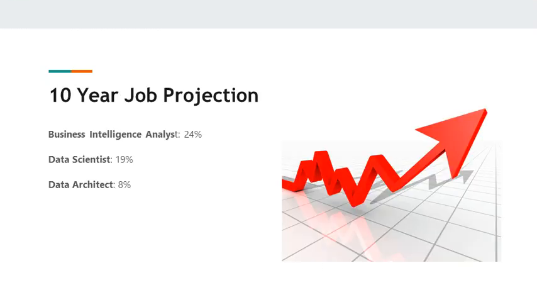Now, moving on to the job projection and what some of these positions will look like in about 10 years. Each position is expected to progress and skyrocket, even for business intelligence analysts, with a whopping 24% increase. Data scientists are not too far behind at 19%, and then data architects at 8%, which is still above the median.